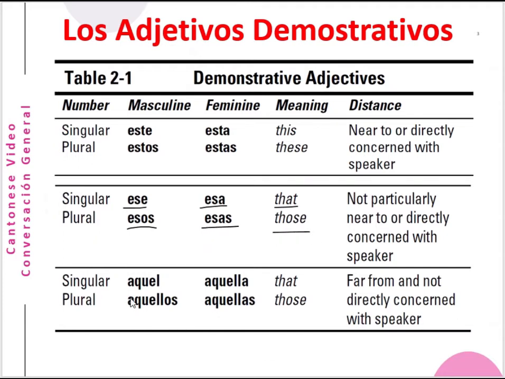And if the speakers are talking about things that are far from them, in singular masculine that is aquel, and feminine singular that is aquella. It's far from or not directly concerned with the speaker. So the plural masculine of those is aquellos, and plural feminine of those is aquellas.